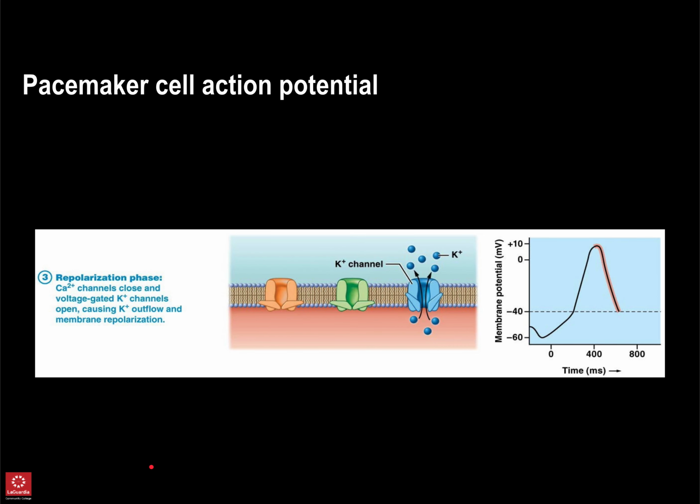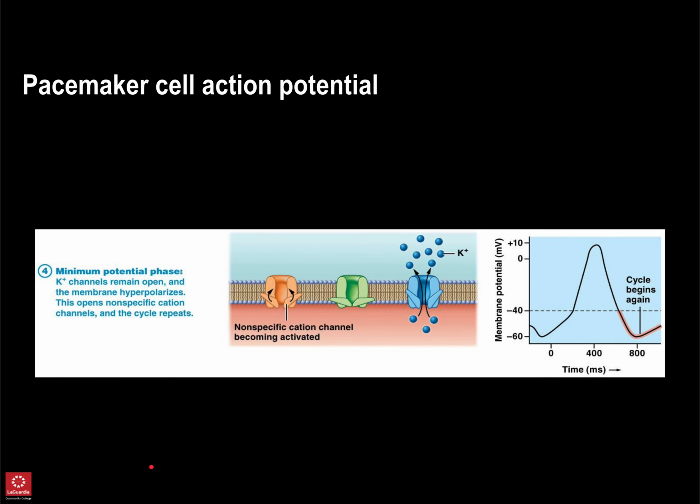Then we get to the repolarization phase. Remember that calcium ion channels are time-gated for closing. So after a certain time, usually about 100 to 150 milliseconds, they close. At the same time, voltage-gated potassium ion channels begin to open, and this allows potassium ions to exit the cell, and the membrane begins to repolarize.